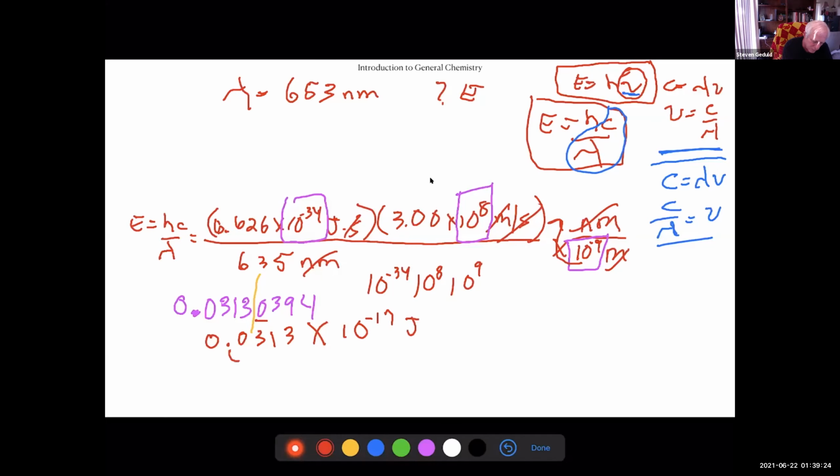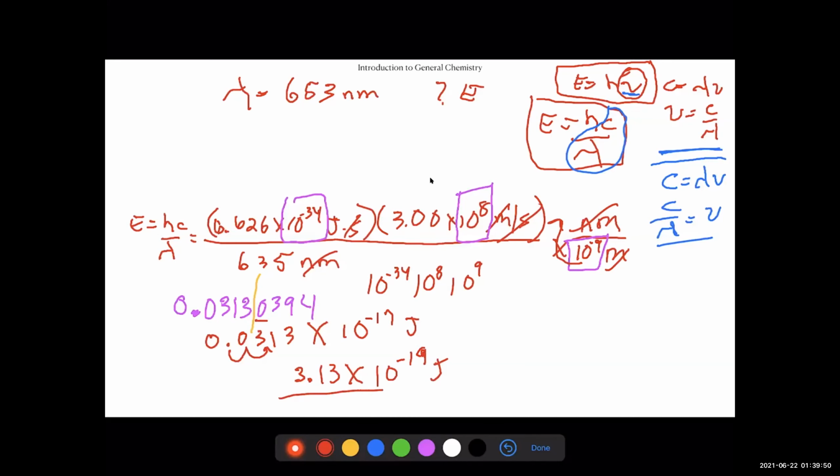I move this decimal 2 places to make this 3.13. Again, make them between 1 and 10 times 10 to the power. And I made this number bigger, right? I went from 0.03 to 3. So I made it bigger by 2 places. I moved that one 2 times. So I'm going to make this number smaller by 2. So 10 to the minus 19 joules. That's a 9.